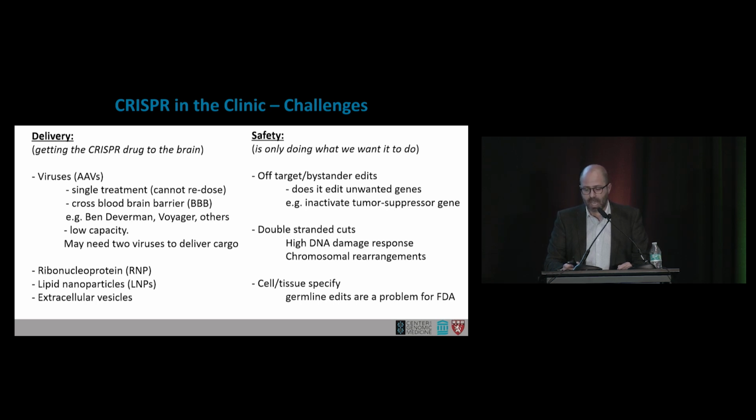A problem with AAVs is that they have low capacity. CRISPR proteins aren't extremely large, but they slightly exceed the capacity of an AAV. So if you have complex engineering, adding other elements to your Cas9, it will exceed the capacity of your AAV, and you will likely need to use two. But there are other alternatives, and I'm listing here using RNPs or lipid nanoparticles, which is akin to what we all had with the Moderna or Pfizer COVID vaccines. You can also package these into extracellular vesicles.